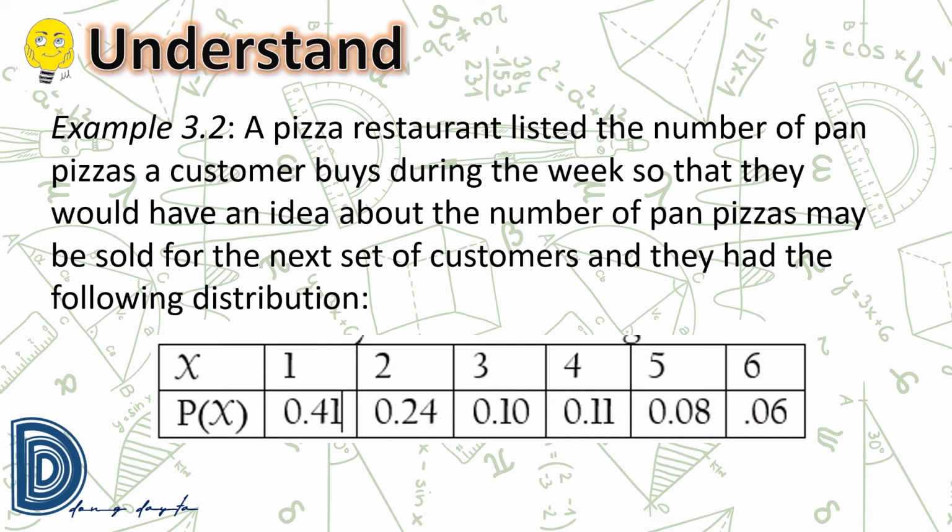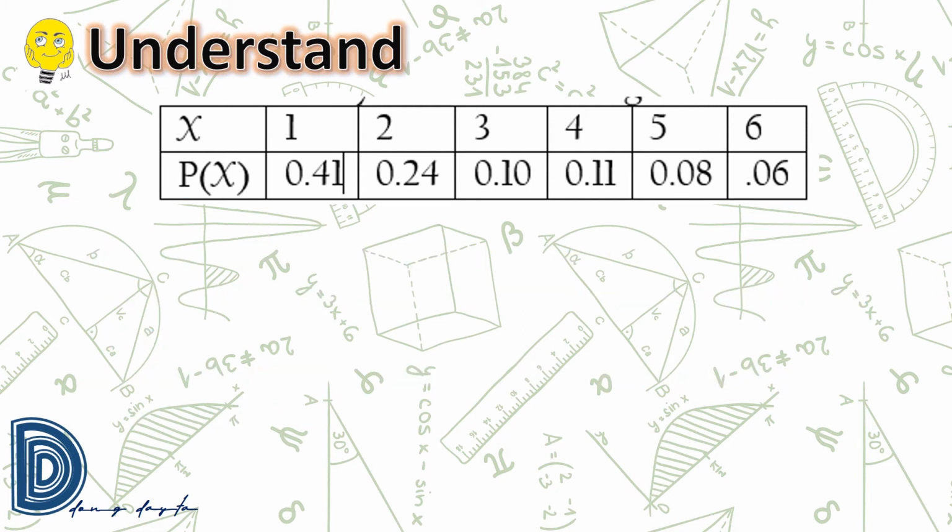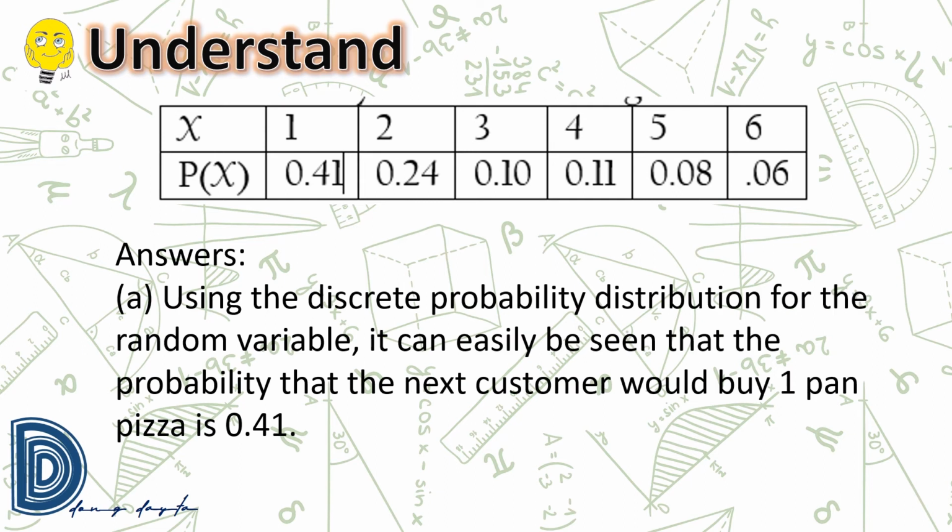Nor negative probability. If x is the number of pan pizzas per customer, letter A, what is the probability that the next customer will buy 1 pan pizza? Letter B, out of the next 200 customers, how many would buy less than 4 pan pizzas? Let us answer. Using the discrete probability distribution for the random variable, it can easily be seen that the probability that the next customer would buy 1 pan pizza is 0.41, or we say 41%.